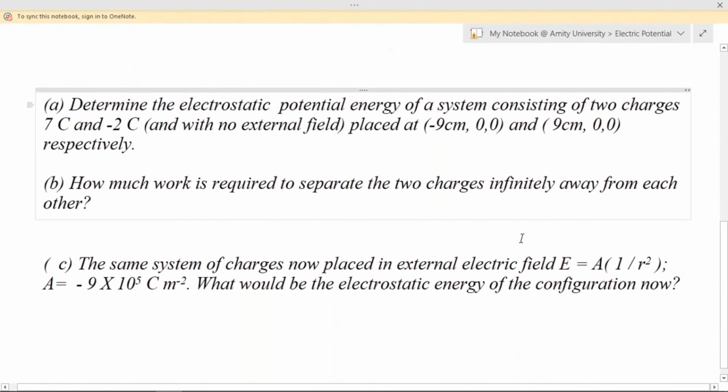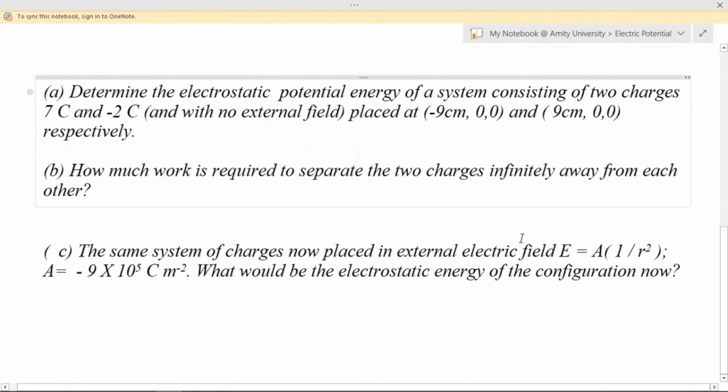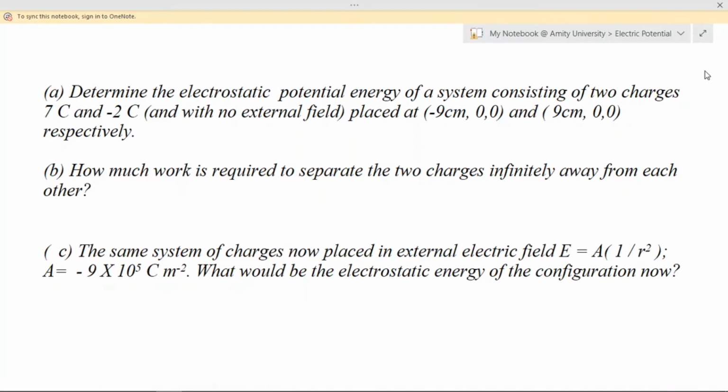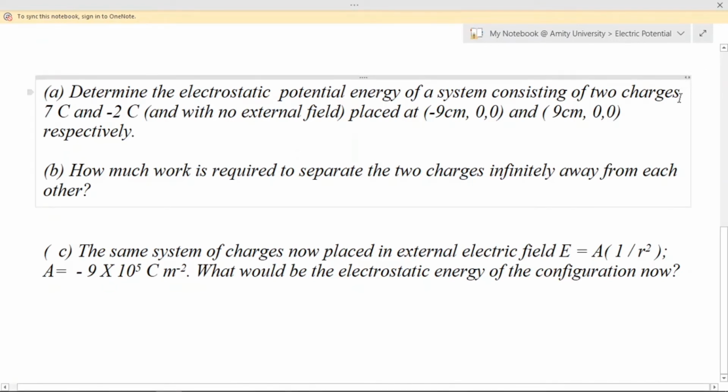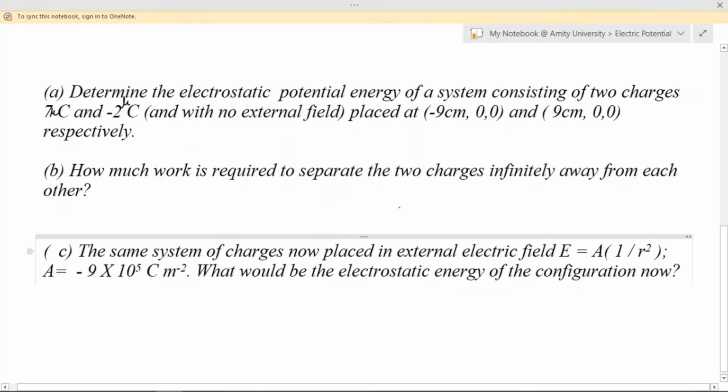Now there is a question based on this concept, an NCERT question. Determine the electrostatic potential energy of a system consisting of two charges, 7 microcoulomb and minus 2 microcoulomb, with no external field, which are placed at the configuration minus 9 centimeter, 0, 0 and 9 centimeter, 0, 0 respectively.